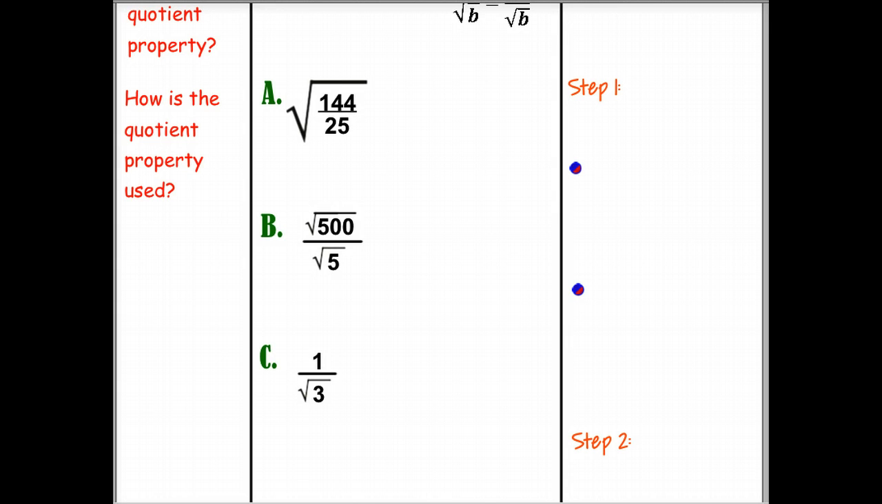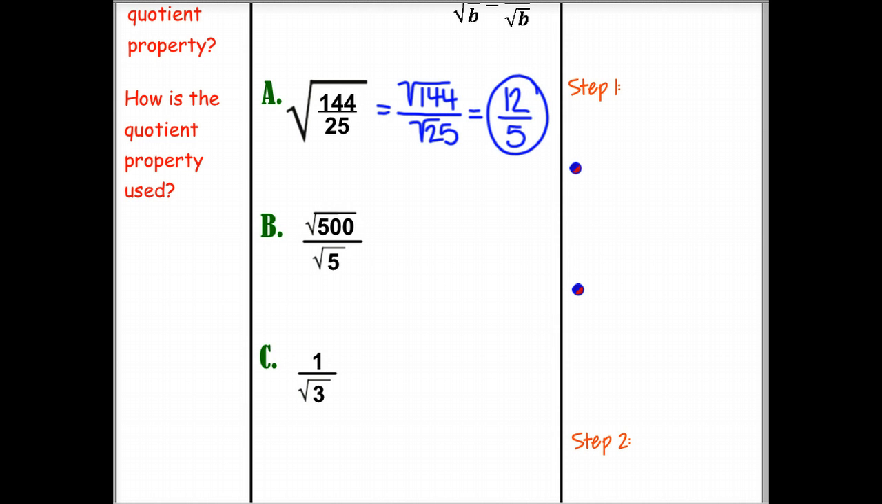A, we have the square root of 144 over 25. This is the same thing as saying the square root of 144 over the square root of 25. Square root of 144 is 12, square root of 25 is 5.